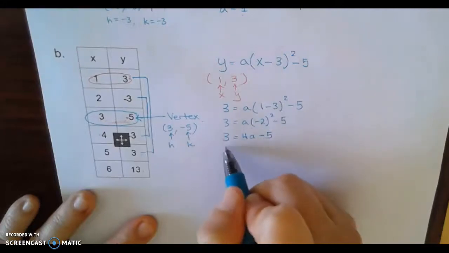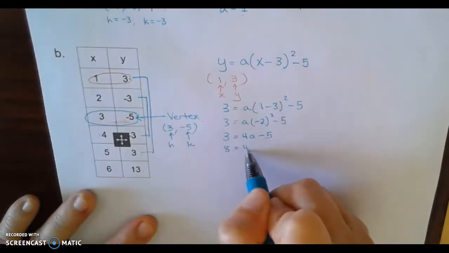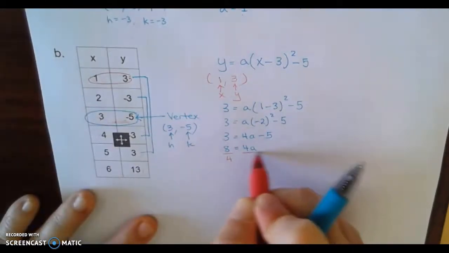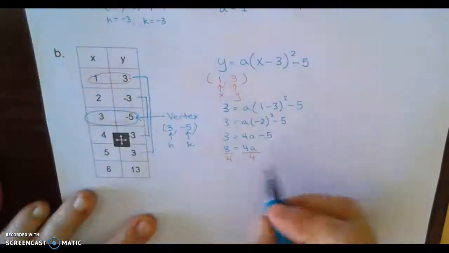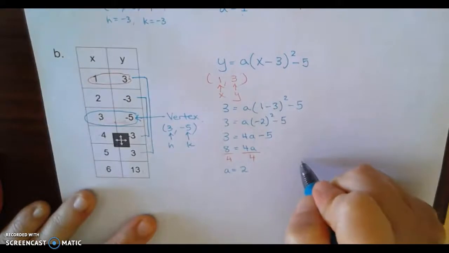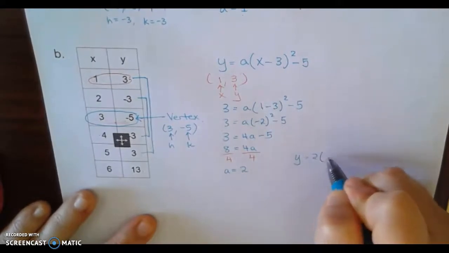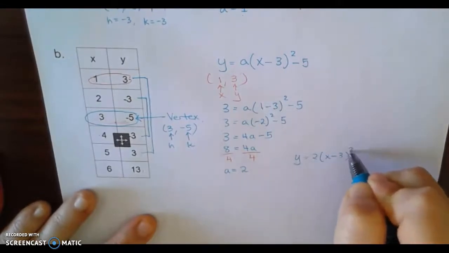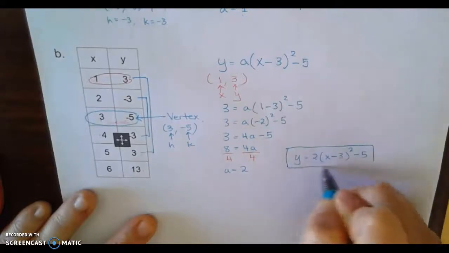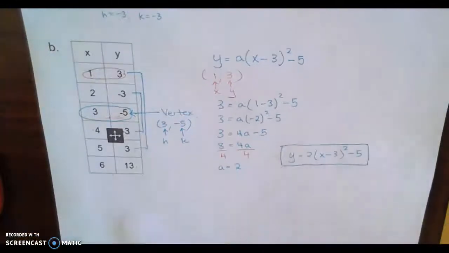Add 5 to both sides, then you get 8 is equal to 4a. Then from here, I am going to divide both sides by 4. And this leaves me with a is equal to positive 2. So y is 2 times x minus 3 all squared minus 5. And that's my solution. Okay, so I hope you're able to do this correctly.